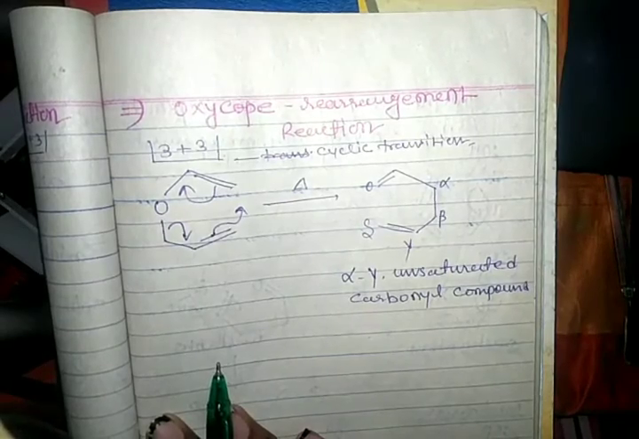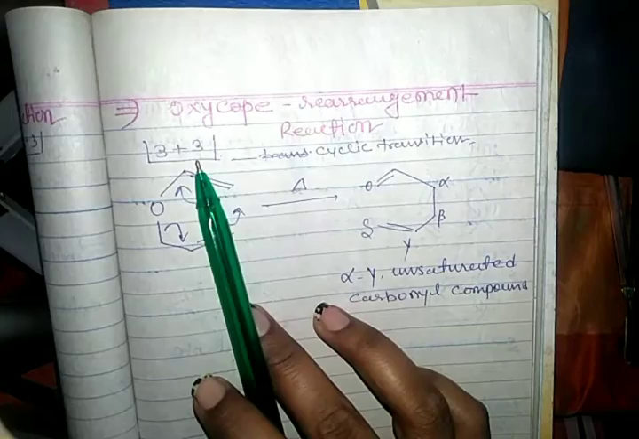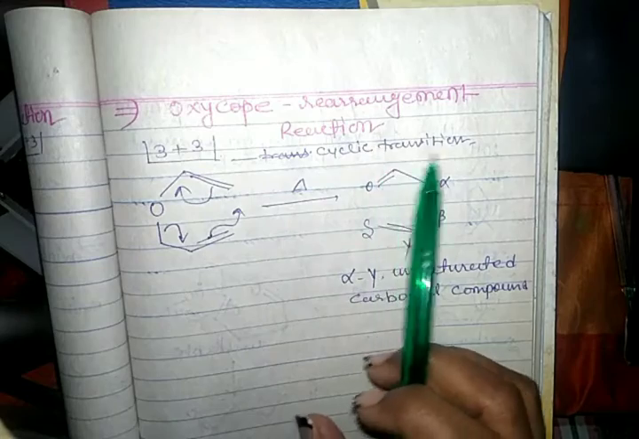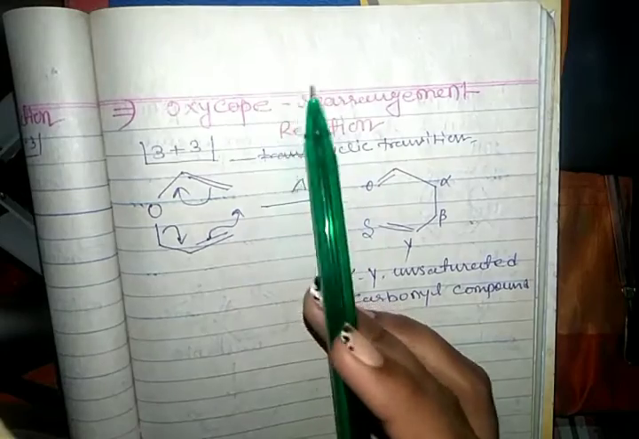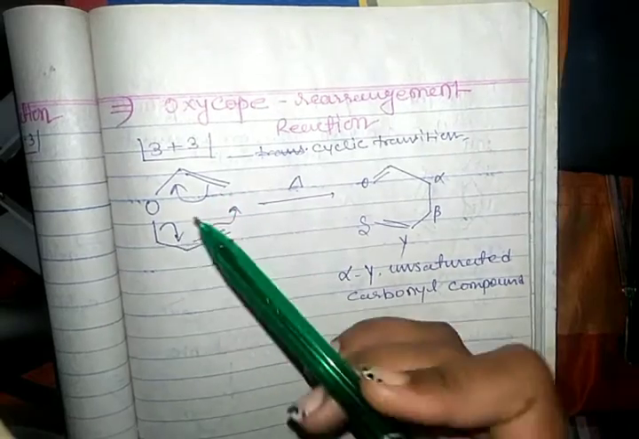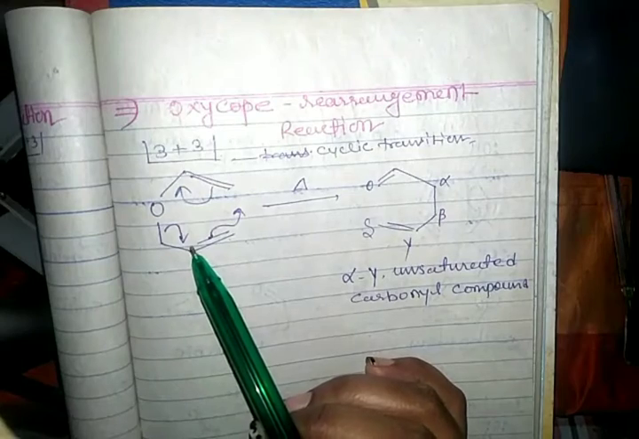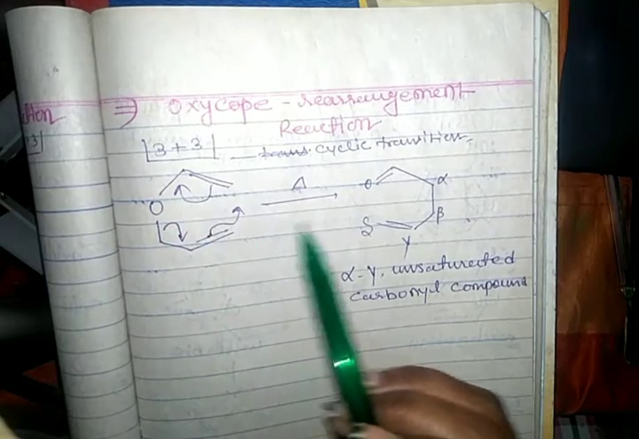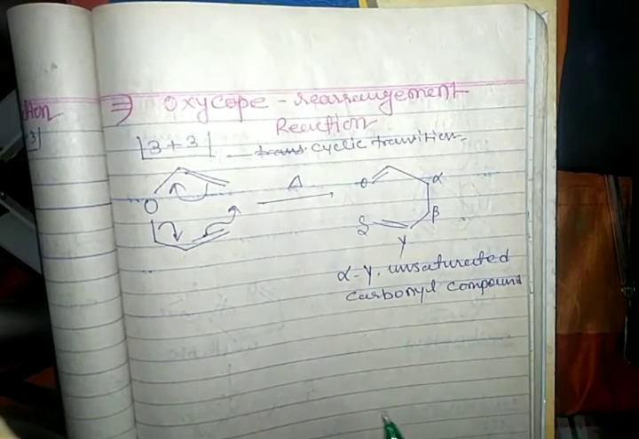Next we see another rearrangement reaction, which is oxy-Cope rearrangement reaction. It is also a 3 plus 3 sigmatropic rearrangement reaction. In this also cyclic transition occurs at thermal condition. Another difference between Cope and oxy-Cope rearrangement reaction is that in oxy-Cope rearrangement reaction oxygen is present, but in Cope rearrangement reaction there is no oxygen. So in this also pi bond shifted and one new sigma bond forms. In this, alpha gamma unsaturated carbonyl compound forms.